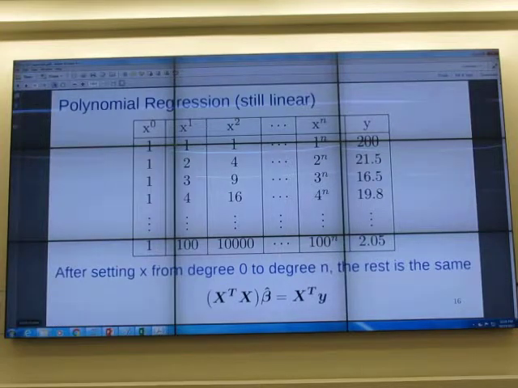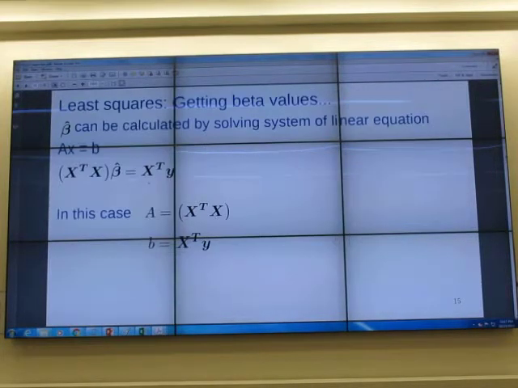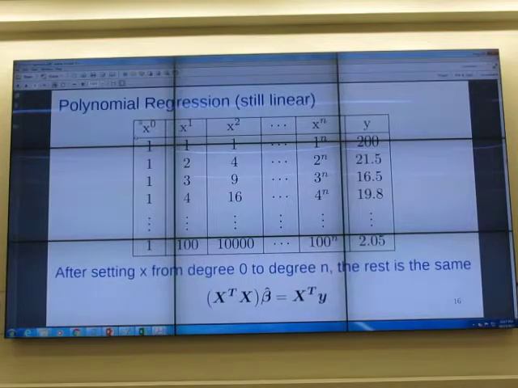So after setting X from degree 0 to degree n, now we define our basis. We say, hey, X is X to the power of 0. And this X1 is X to the power 1, X to the power 2, to X to the power n. We need that. 1, 1, 1, 1, 1, 1. Do you need it? Yes, you do need it. Otherwise, you don't have like intercept, right? So you always need that column of just 1, 1, 1, 1, 1, 1. So this is your basis.